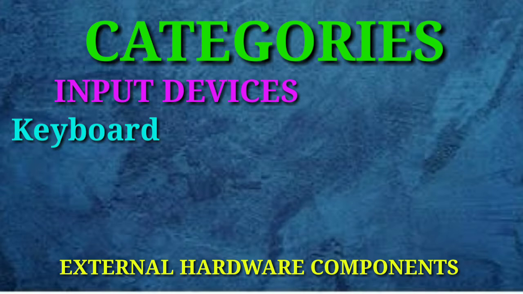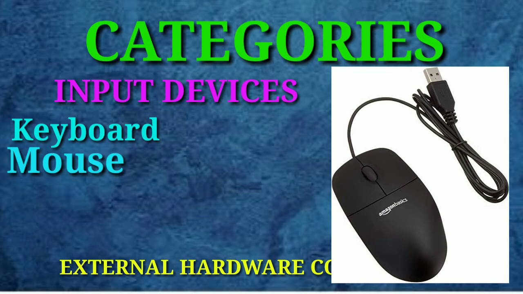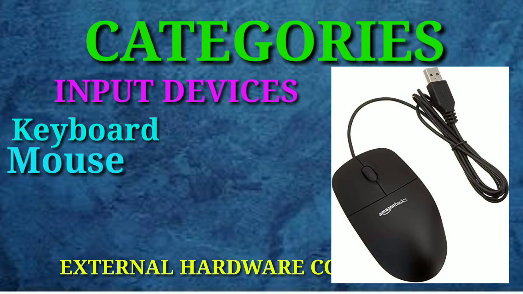Next is another input device, that is the mouse. The mouse also communicates between the user and the computer. It is also called a pointing device. A pointing device is an input device that moves an on-screen pointer or gives the user the ability to click to initialize applications or open files. The most common type of pointing device is a mouse.